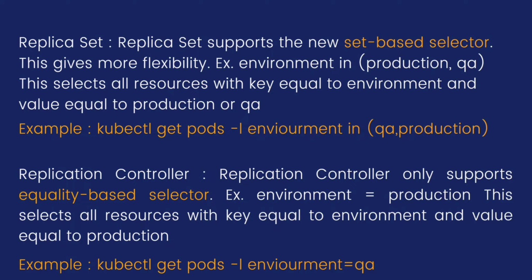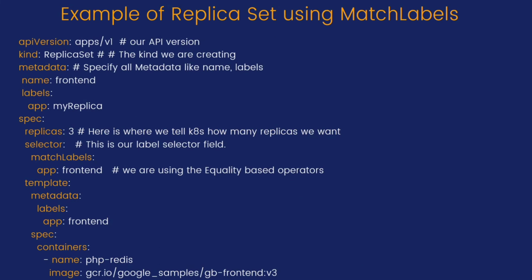The major difference between replica set and replication controller is that replica sets provide set-based selectors, whereas replication controller provides equality-based selectors. Here is an example where we can write the command kubectl get pods where environment in QA or production. This will give the list of pods where the label is QA or production. In case of replication controller, we will get the information only for the labels where the environment is QA. Okay, so this is the major difference between replica set and replication controller.